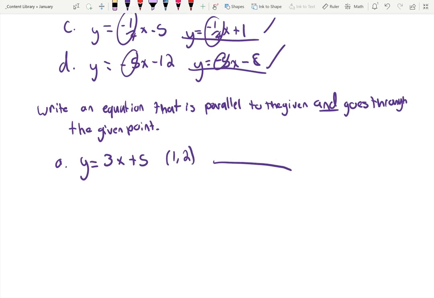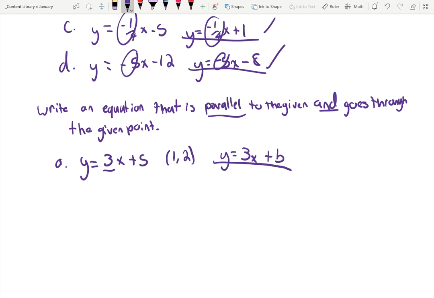So how are we going to do that? Well, we're going to use the clues that we know. We know that our equation will have the same slope. We know that its slope is going to be 3 because the original equation is 3 and it's parallel. Parallel, same slope. So I know that. But I don't know where the y-intercept is going to be. That's the most important part.